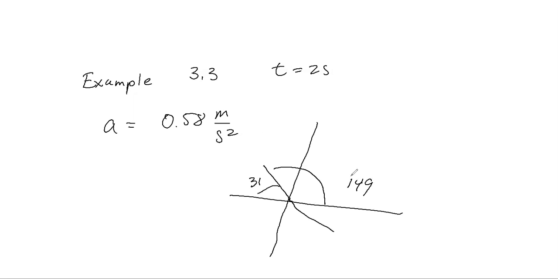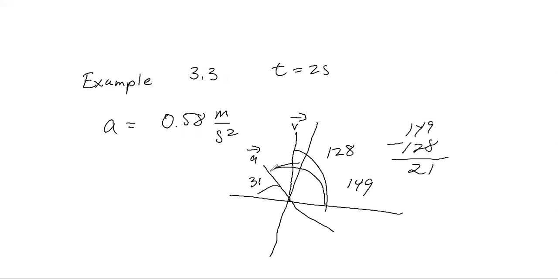And the velocity vector had an angle of 128, maybe somewhere here, 128. So 149 minus 128 is going to give me 21. Okay, so the angle between them, this is A and this is V, is 21. So this is pretty simple.